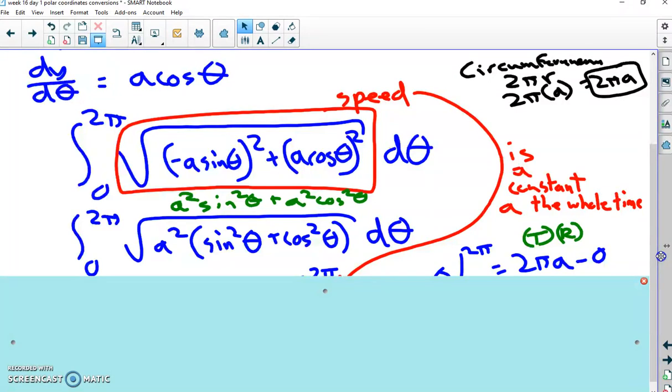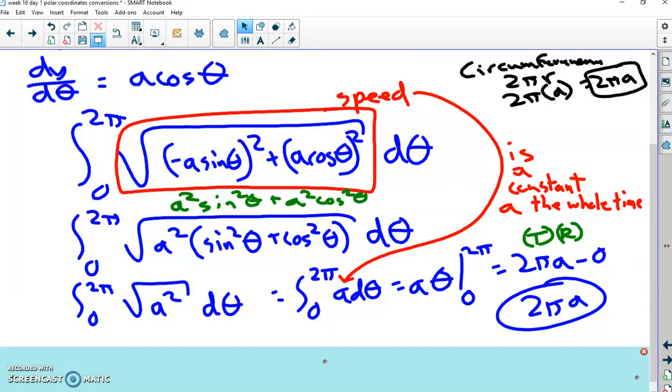What happens with sine squared and cosine squared? 1. So now I'm left with the square root of a squared, which is just a. So in this case, this is like a middle school math problem because you are at a constant speed of a the entire time. So if I'm at a constant speed of a, I can do distance equals rt. My r is the a, that's how fast I'm going. And the t is the time it takes, which is my 2 pi. So I go 2 pi a total distance, which is what you knew already from the circumference.